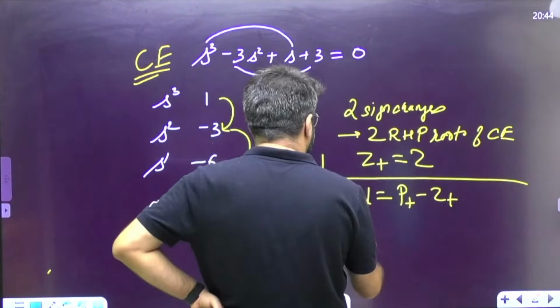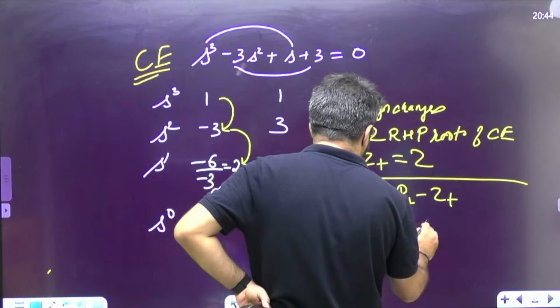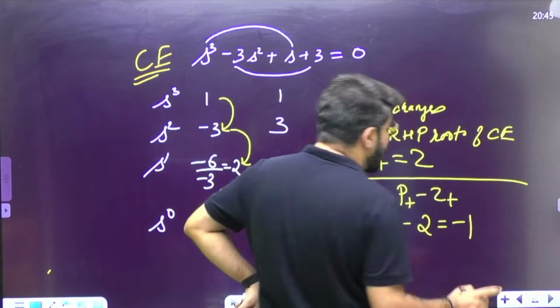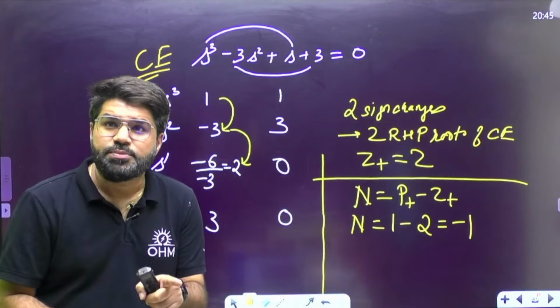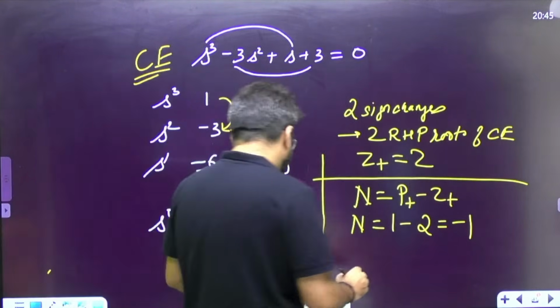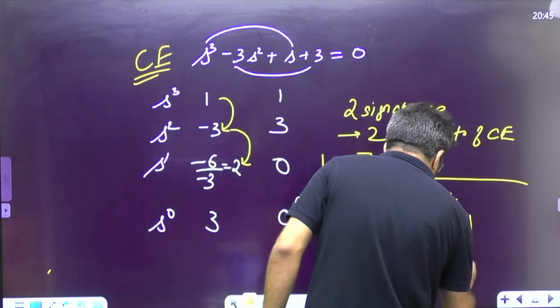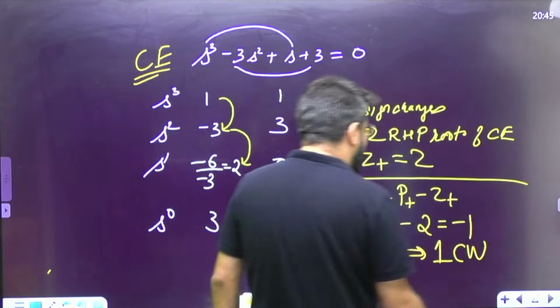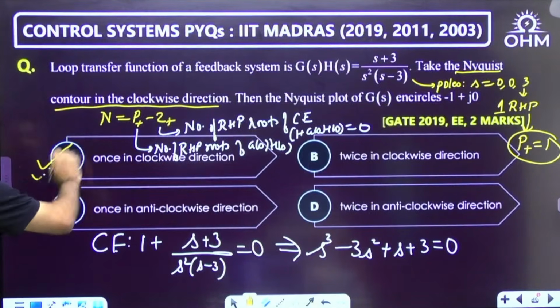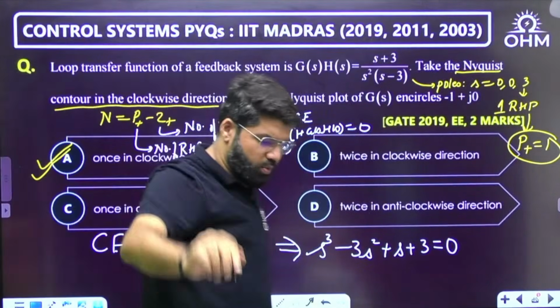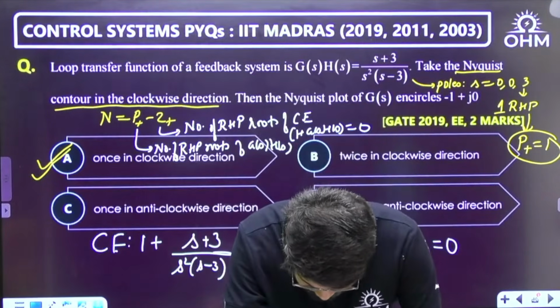So N is equal to how much now? P plus we saw is 1, Z plus is 2, so N is minus 1, and N has a sign convention. That also I told last time. Minus means clockwise, anti-clockwise is taken as positive. So this is 1 in the clockwise direction. It is encircled once in the clockwise direction. Option number A. Once in the clockwise direction.